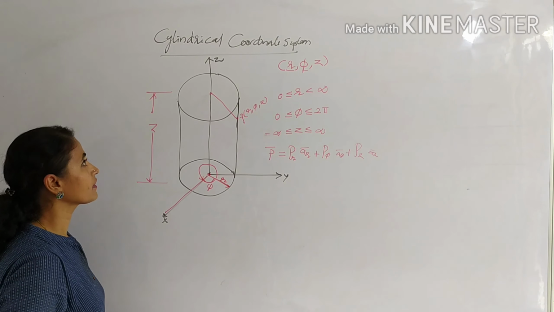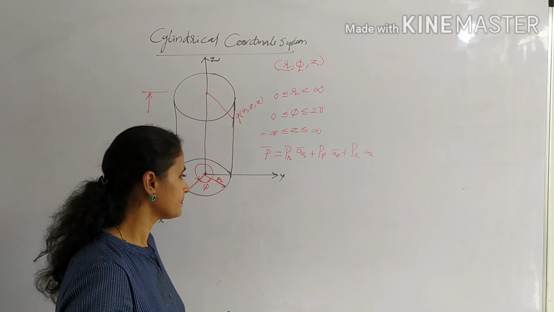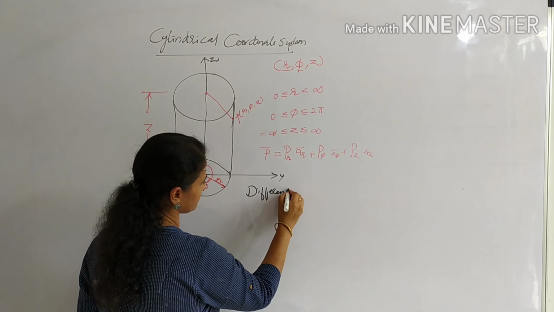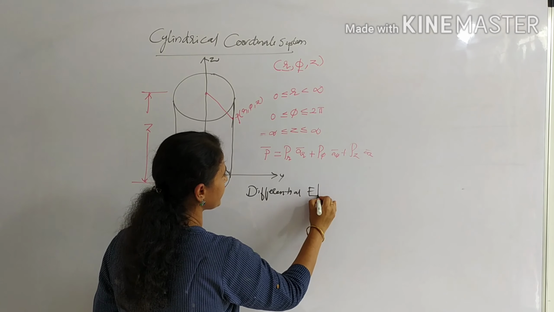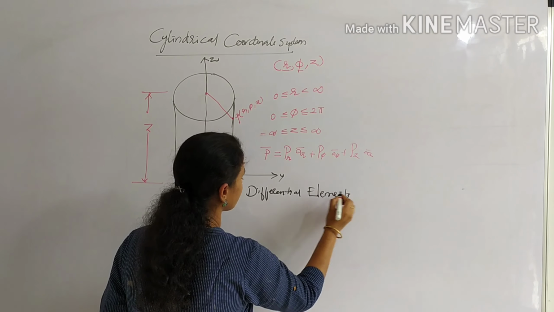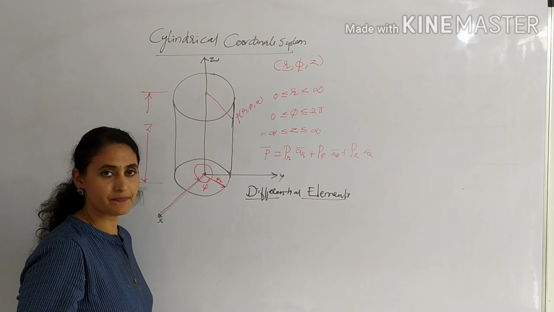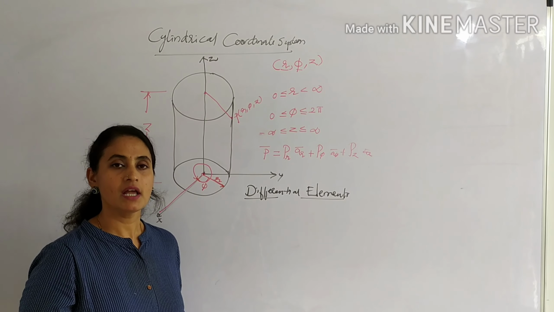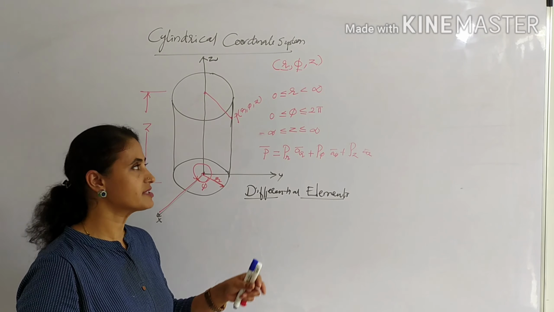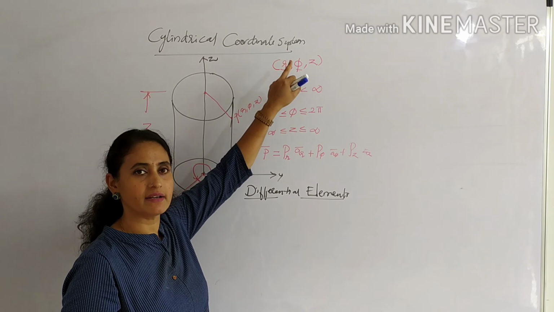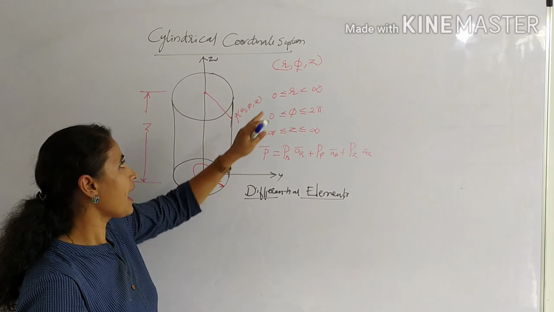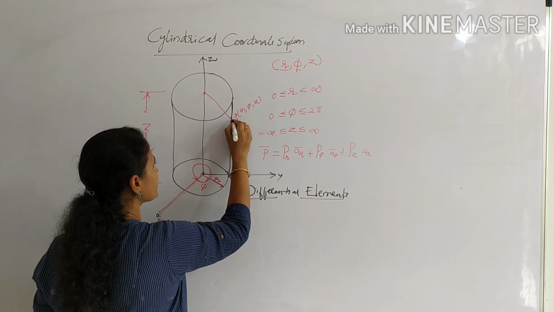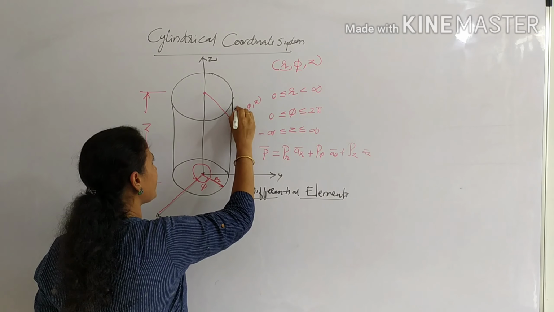Now, differential elements in cylindrical coordinate system. There will be a differential shift of a point P to P dash, which produces the differential elements, meaning the differential elements in R, phi and Z. Let the point P take a small differential shift to P dash.